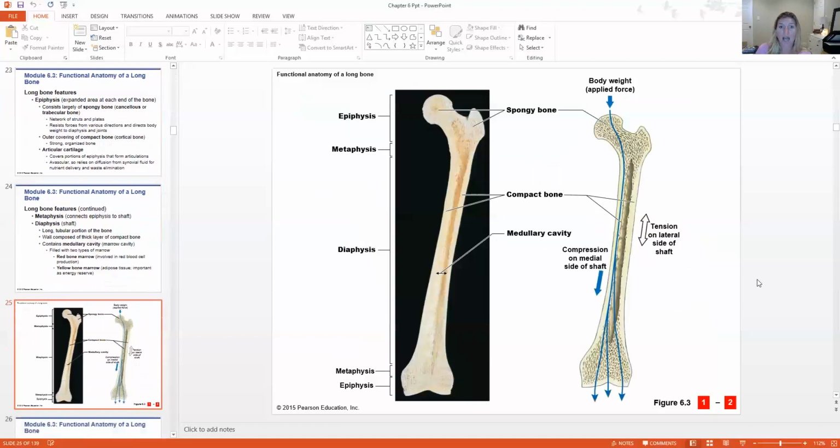Here's a nice cross-section of the femur. You have that spongy bone on the side, spongy bone lining the medullary cavity, spongy bone at the epiphysis, and then the compact bone, which is mostly where the diaphysis is and the outer covering of the epiphyses. Again, the articular cartilage would be covering the ends of the long bone as well.